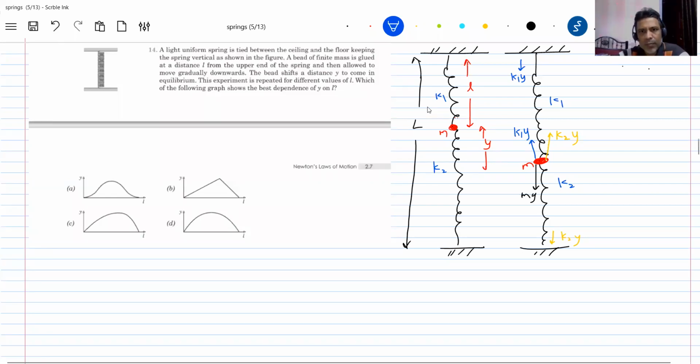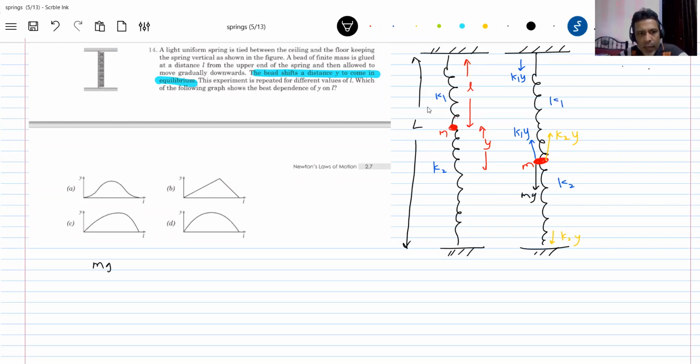So now K1y, it's in equilibrium, no? He's telling it's in equilibrium, the word he has brought. So the net force on the bead shifted at distance y to come to equilibrium. So the net force: mg should be equal to K1y plus K2y.